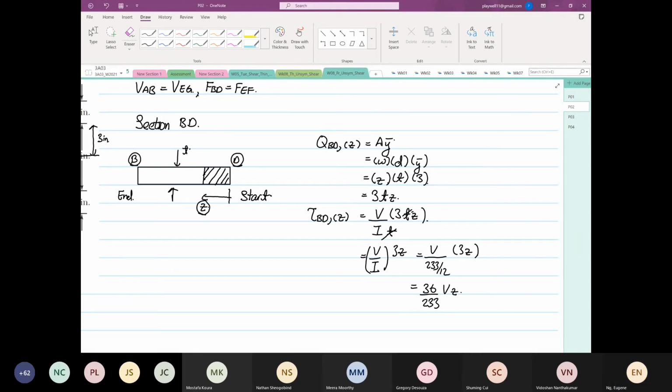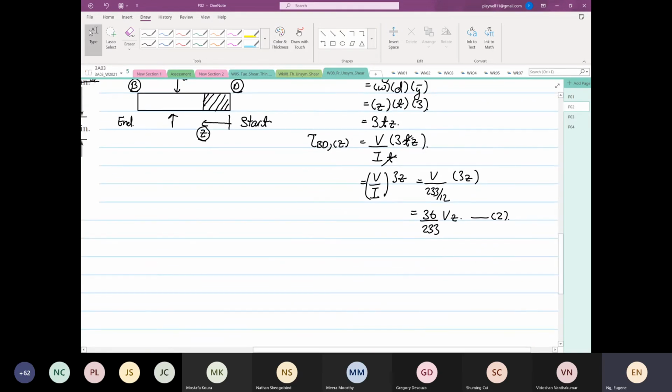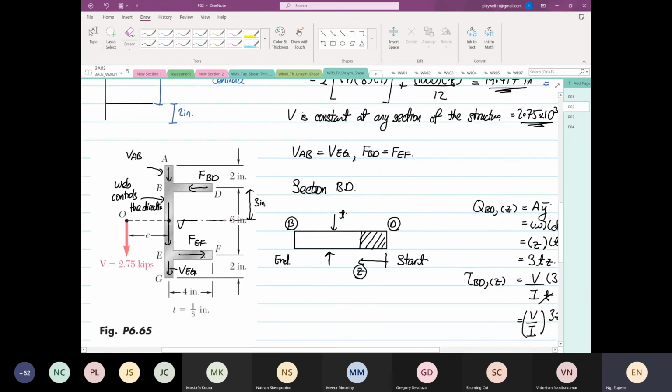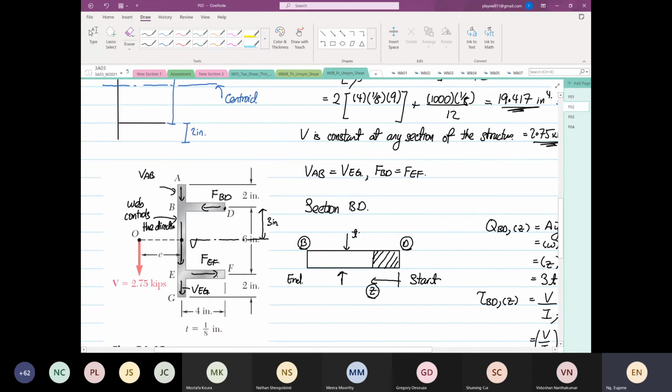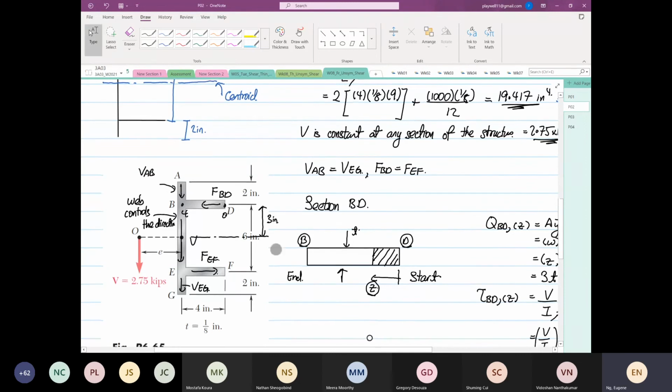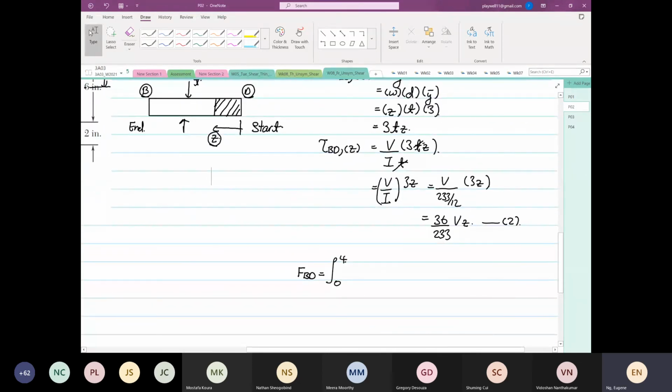Now what we're going to do is integrate equation number 2 to find the force FBD in between section BD. The limits are between 0 and 4. Why 0 to 4? Because the distance from BD is 0, and the distance to here is 4.